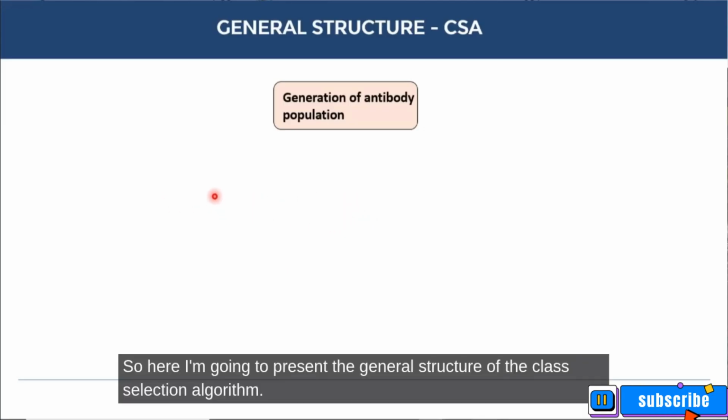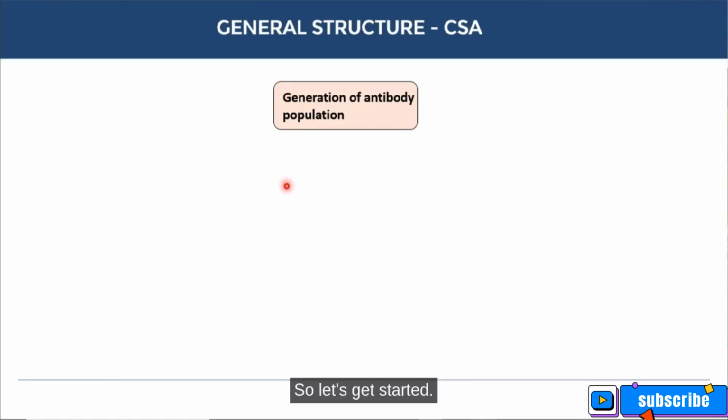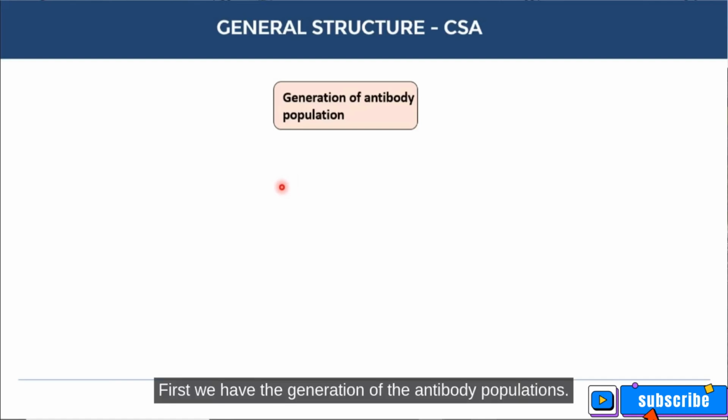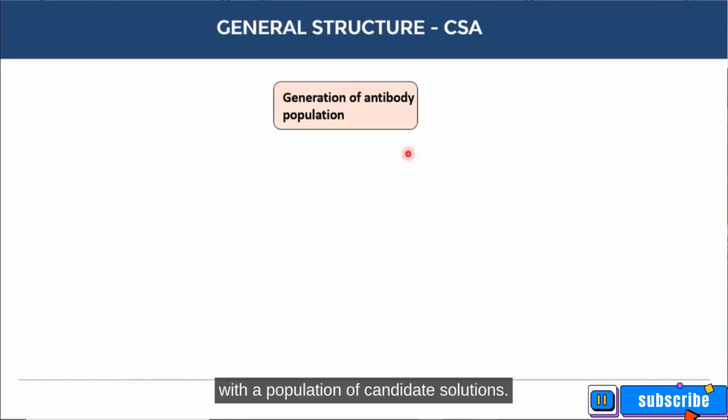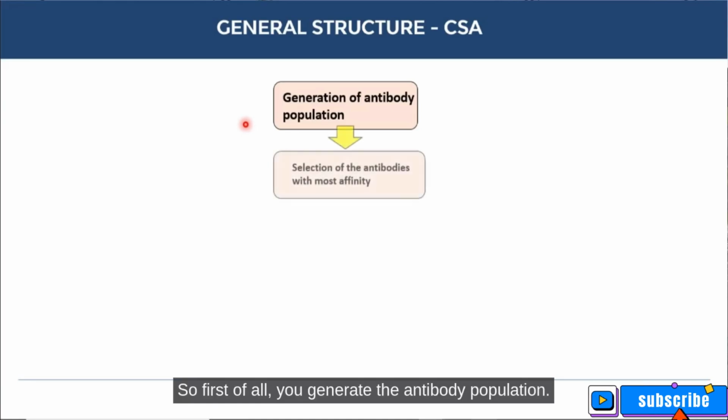So here I'm going to present the general structure of the clonal selection algorithm. So let's get started. First, we have the generation of the antibody populations. As with any other optimization algorithm, especially the evolutionary algorithms, we always start with a population of candidate solutions. So first we will generate the antibody population.